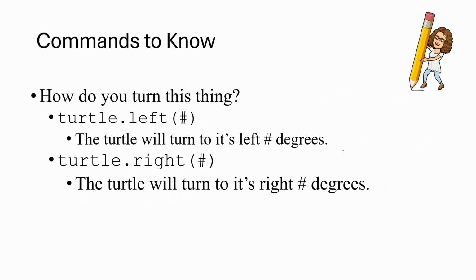Other things to turn him: turtle.left, and in those parentheses, you would say how many degrees he wants to turn. Now, that doesn't mean he's going to move. That just means he turns. And then turtle.right means he'll turn so many degrees as well, whatever you put in the parentheses. 90 is the most common. Maybe you want to take a full 90 degree turn, but sometimes you want to do other little turns as well.